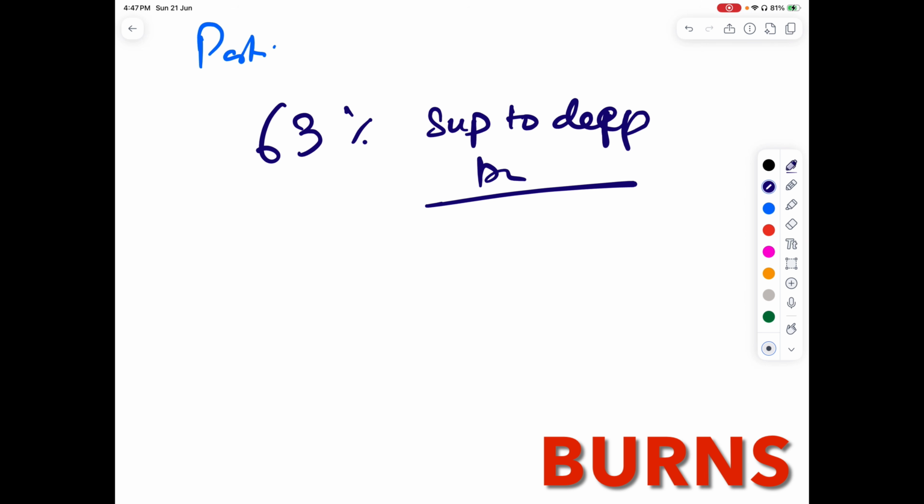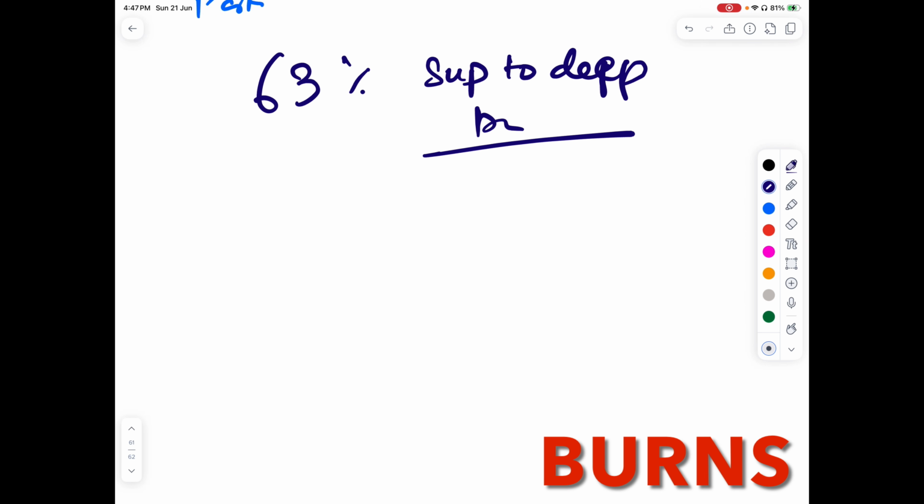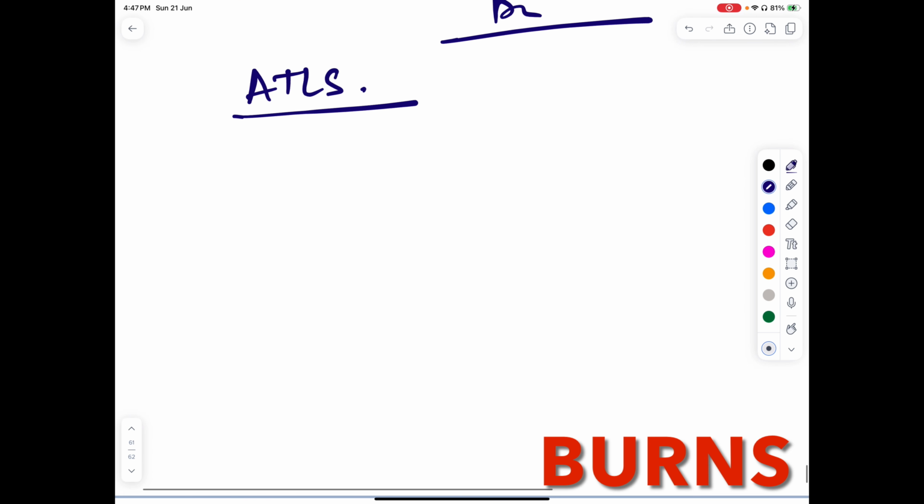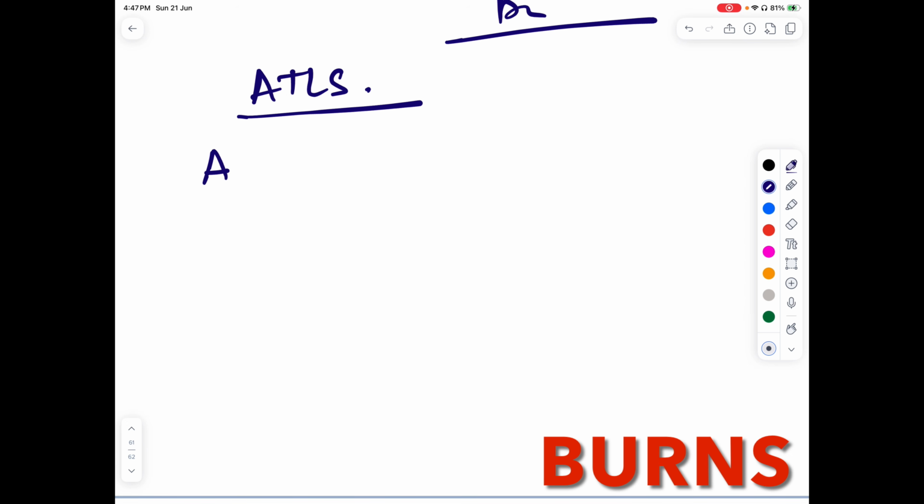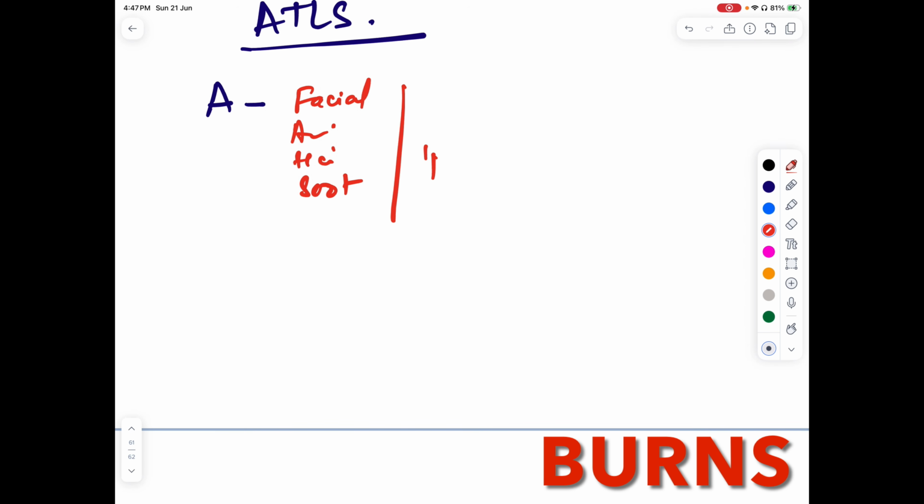So, partial thickness burn. Now, how to manage the patient? This patient again has to be managed by the ATLS protocol. This patient is having A, B, C, D. For airway, you have to check for signs of nasal burns or inhalation injury, facial and airway edema, singed hair, soot. All these patients need intubation.